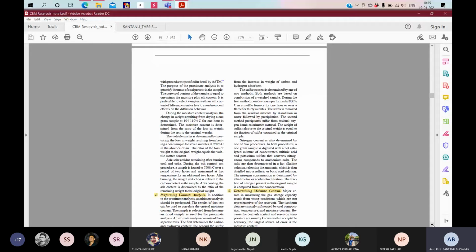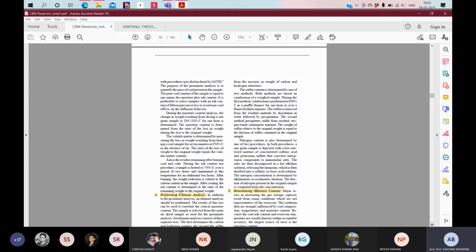So after you know this proximate analysis and the ultimate analysis, now you have the various compositions of the coal. What composition? The ash content, moisture content, volatile matter, and the fixed carbon content. And next is the carbon, hydrogen, oxygen, nitrogen, sulfur content. After that, there is another component which you have to measure, which is the petrographic analysis.